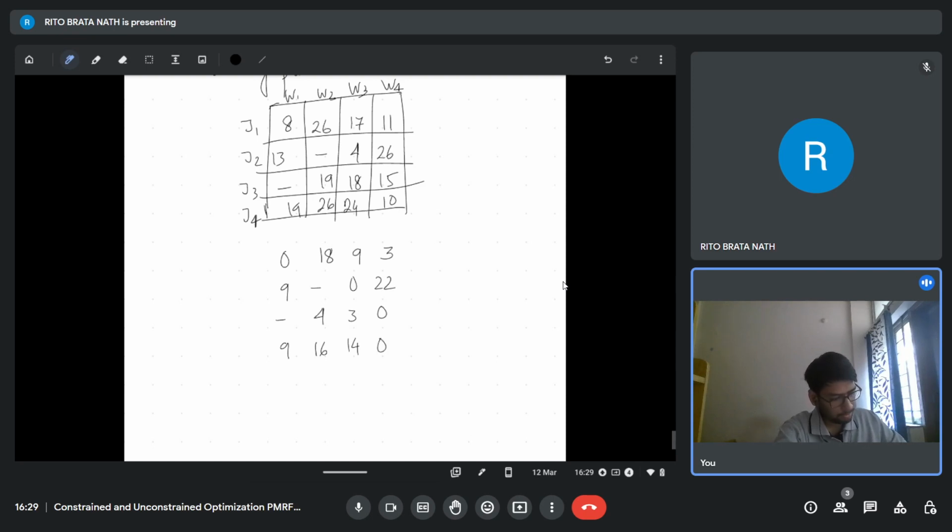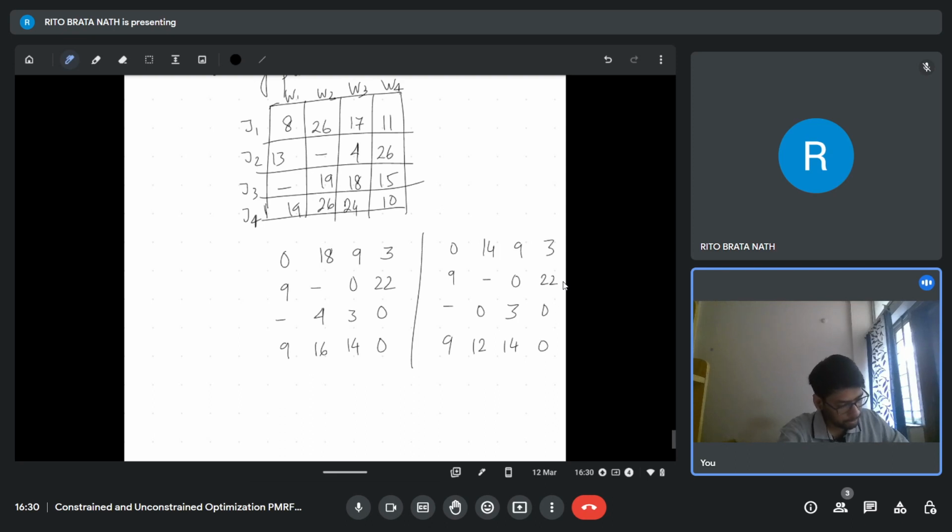Then column wise you can also do. So that will be first one, the column wise will be the same. Second one, 4 is the minimum one. Third one will be same. Fourth one will be same. Now you'll try to allocate this again.